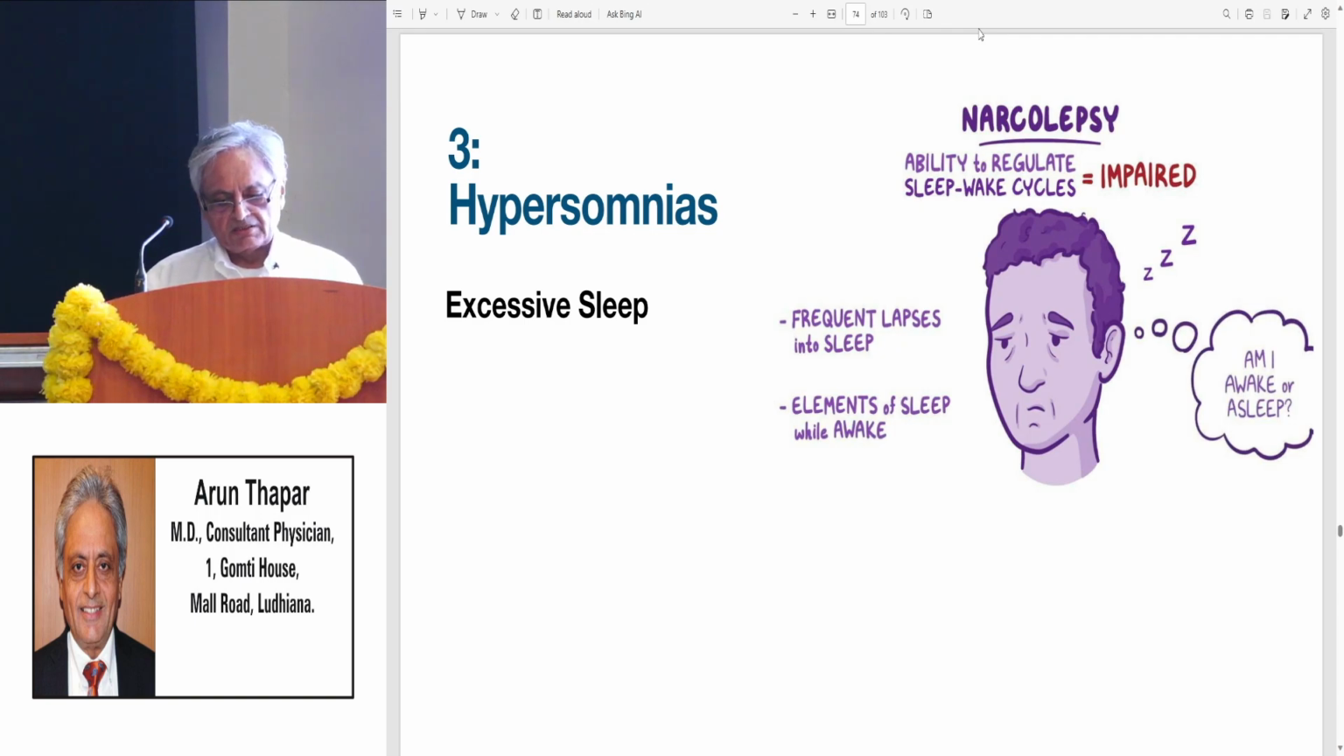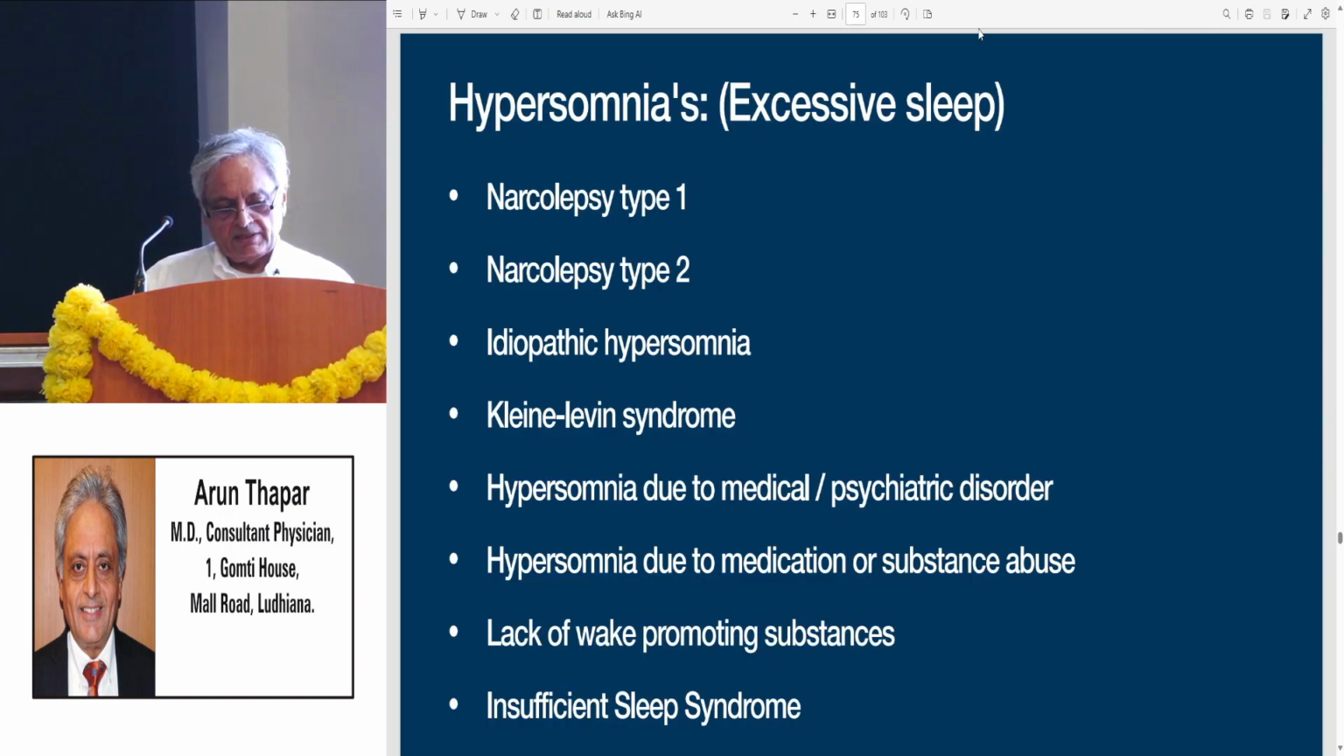Third is hypersomnias. Hypersomnia means that there is an excess of sleep; the ability to regulate the sleep-wake cycle gets impaired. Hypersomnia is of the following types, but basically I will be discussing narcolepsy: narcolepsy type 1, narcolepsy type 2, idiopathic hypersomnia, Kleine-Levin syndrome, very important, hypersomnia due to medical or psychiatric disorders, hypersomnia due to medication or substance abuse because of lack of wake-promoting substances, and insufficient sleep syndrome.